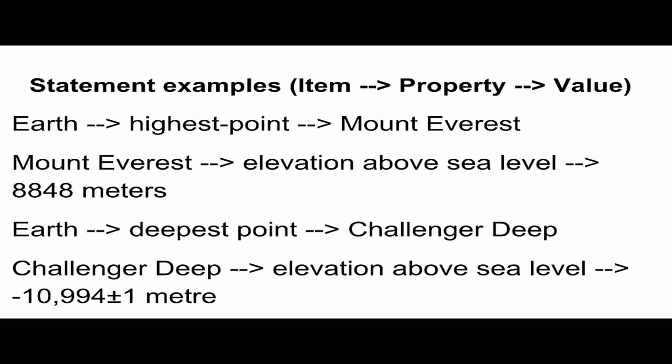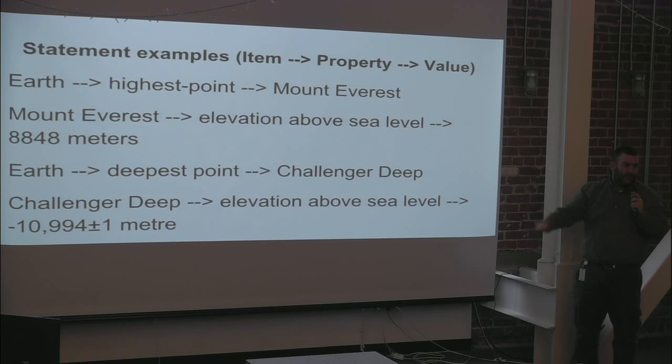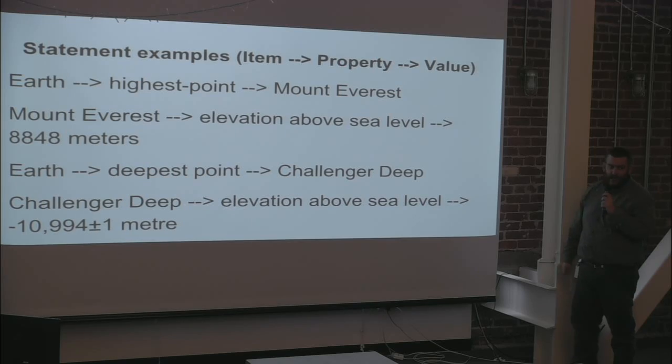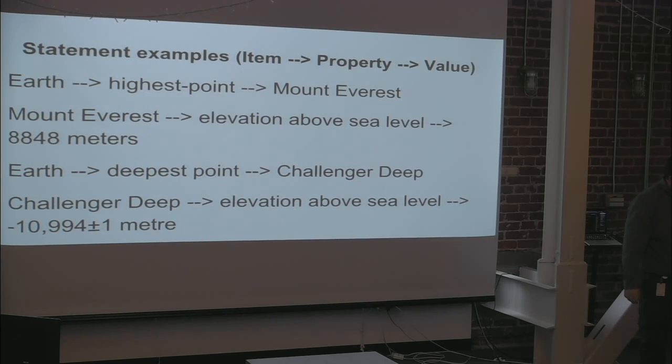Now, the third statement gives another piece of information about the first item. Same item, I could have grouped them together. Another thing I know about the Earth is that the deepest point on the planet is the Challenger Deep, right? Part of the so-called Mariana Trench in the ocean. So that is the deepest point, and how deep is it? I again use the elevation above sea level. That's the name of the property, even though it's not above sea level. I have a negative value, right? Because the elevation of the Challenger Deep is minus 11 kilometers, more or less.